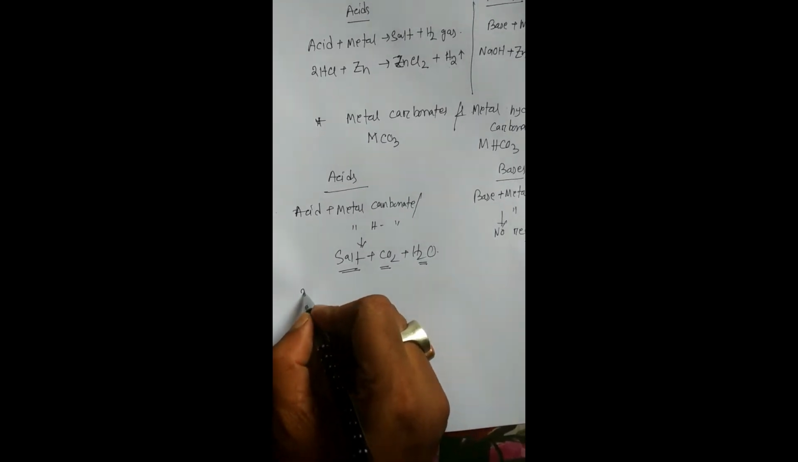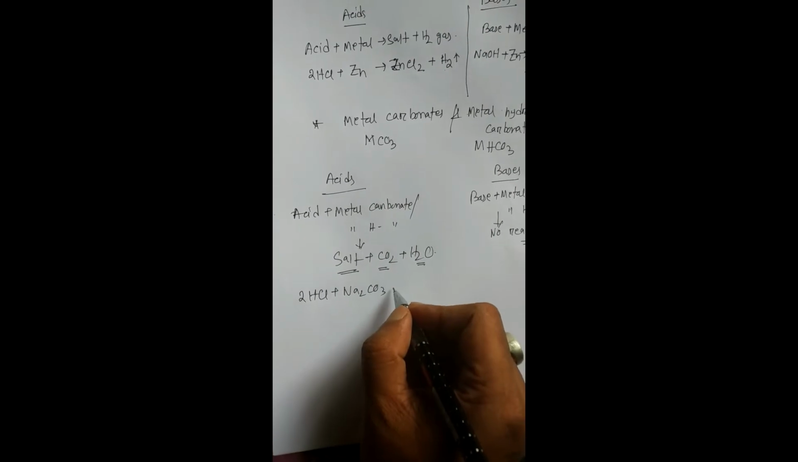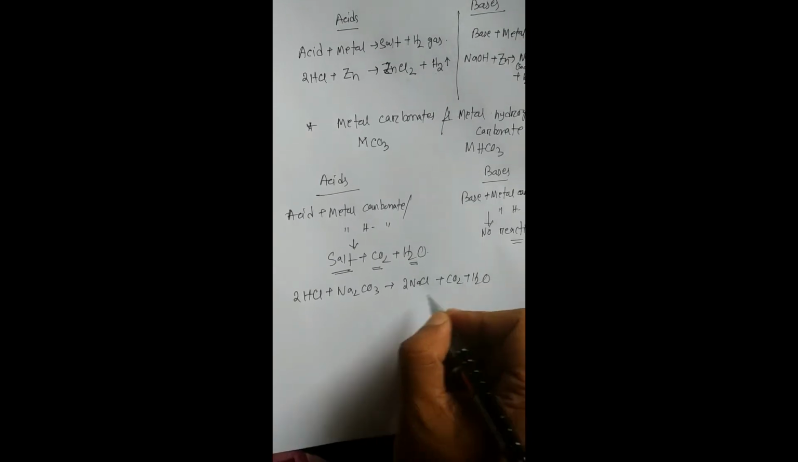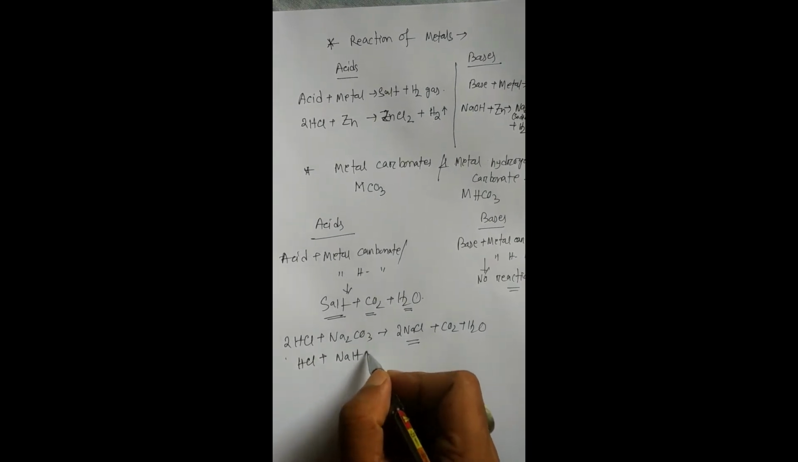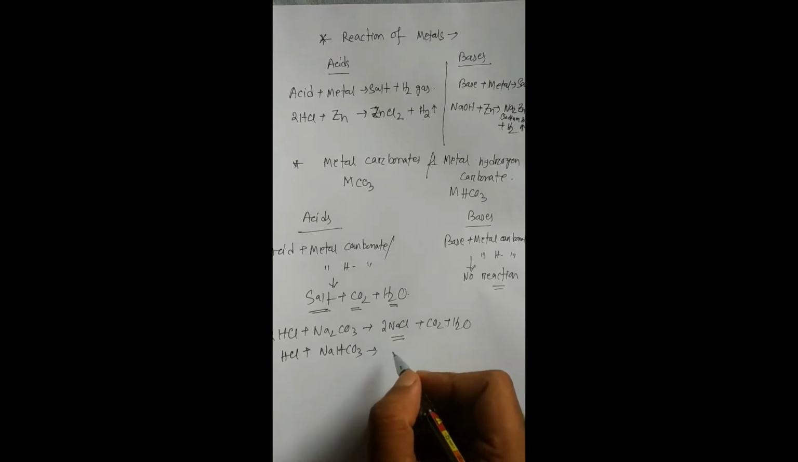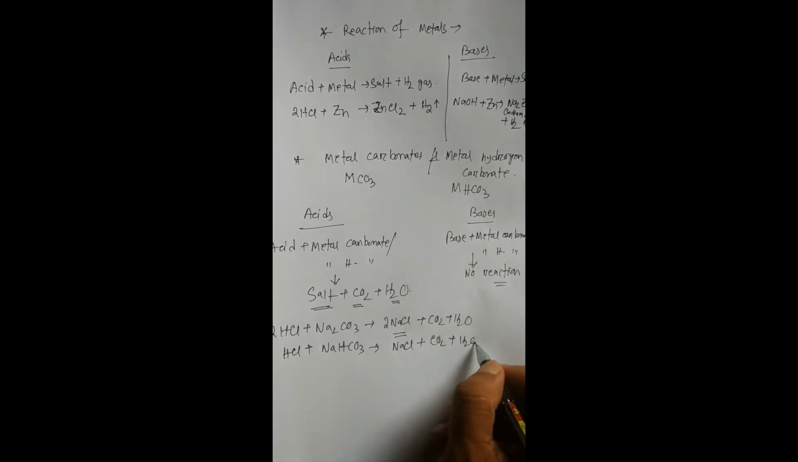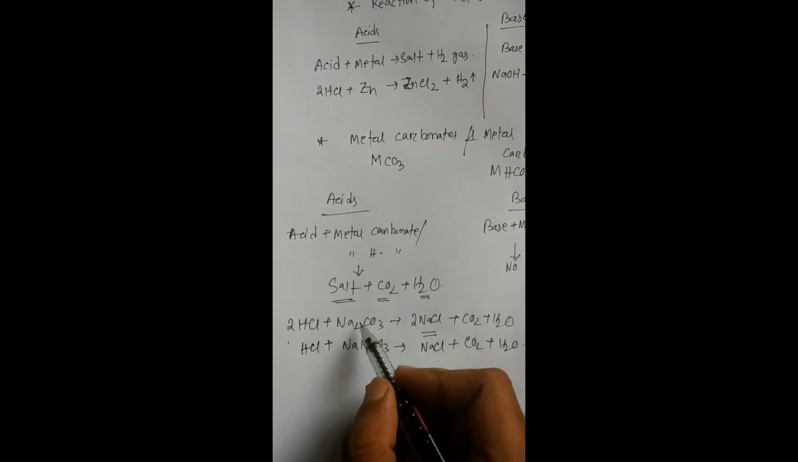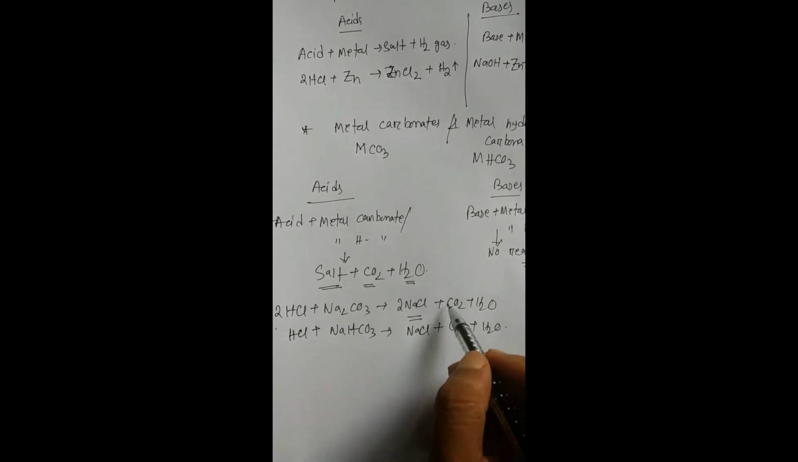Suppose we take an example, 2HCl plus Na2CO3. This is a metal carbonate. In this case we will get 2NaCl, a salt, plus carbon dioxide gas and water. Suppose HCl is reacting with sodium bicarbonate, NaHCO3, that is metal bicarbonate or metal hydrogen carbonate. Again we will get NaCl plus CO2 plus H2O. That means this is a common reaction. Whether the acid reacts with metal carbonate or metal bicarbonate, they will produce some salt with carbon dioxide and water.